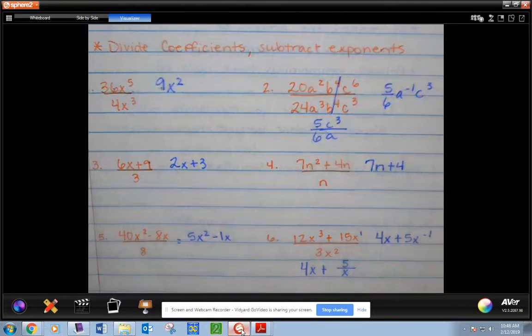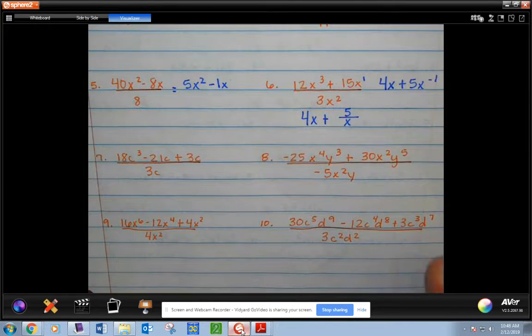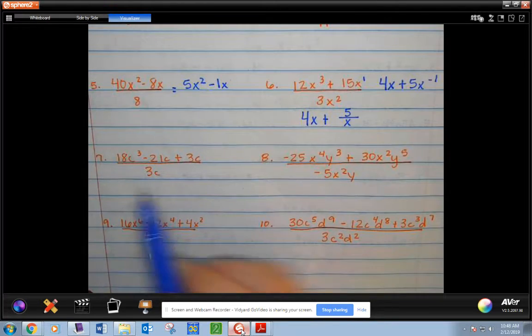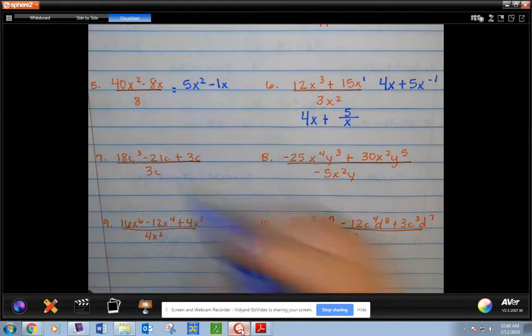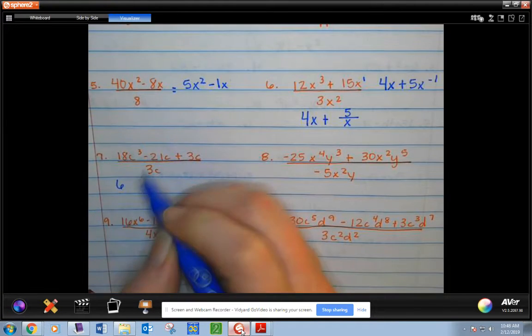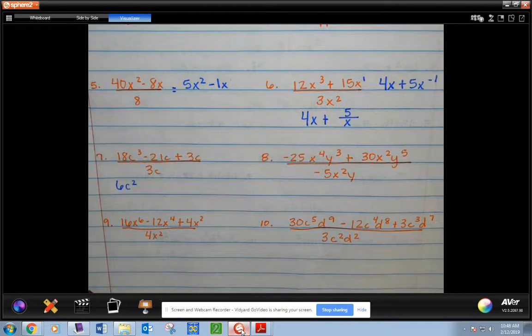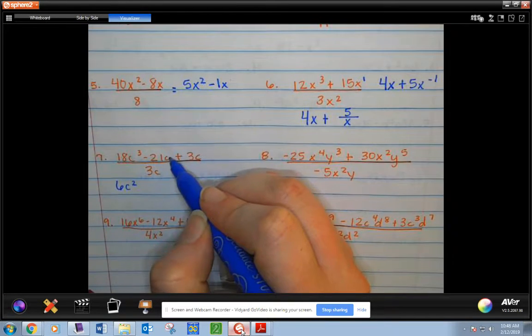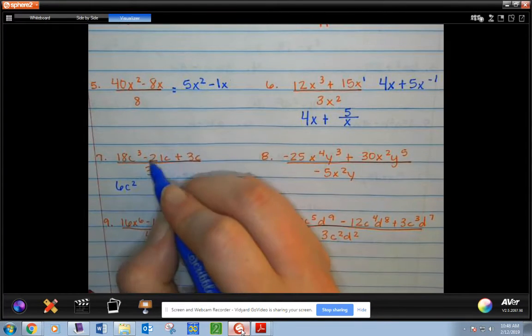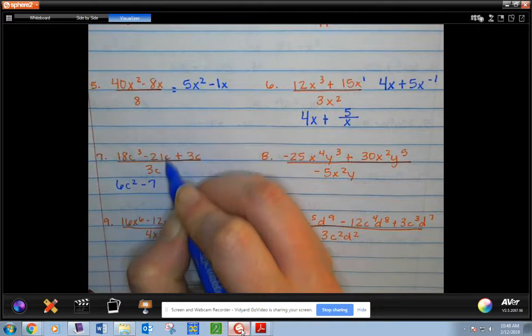Okay, I'm going to move this down to give you the last 4 examples. So if you want to pause and then write. Okay, 18c to the 3rd minus 21c plus 3c divided by 3c. 18 divided by 3, that would be 6. C to the 3rd and C to the 1st makes C squared when I subtract. Okay, negative 21c divided by 3c. Negative 21 divided by 3 is -7, and the c's will cancel.